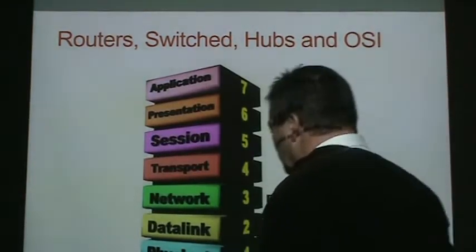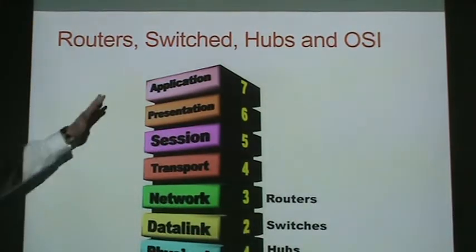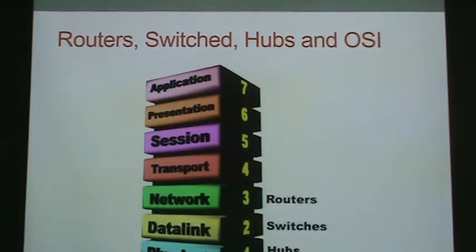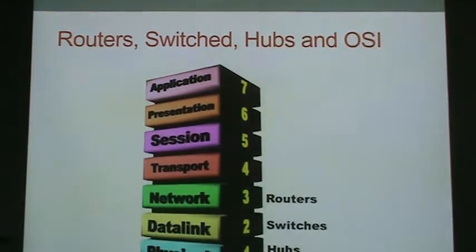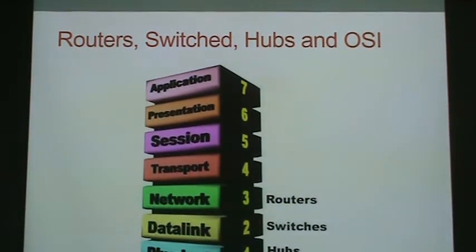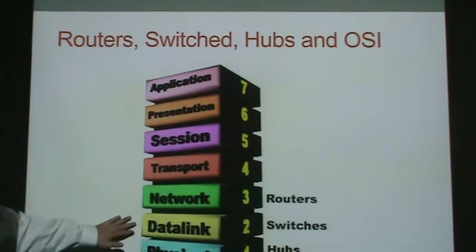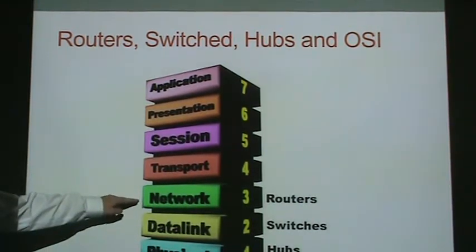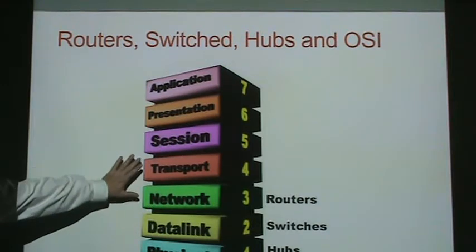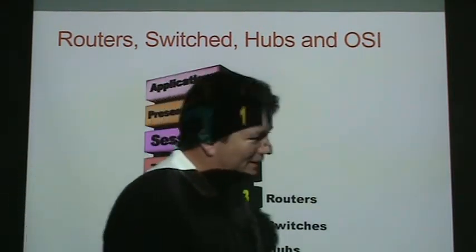And then, remember our stack from the OSI model. Hubs basically work at the physical level. Switches usually look at information at the data link level and make decisions about who to send a message to. And routers look at the network and transport information.